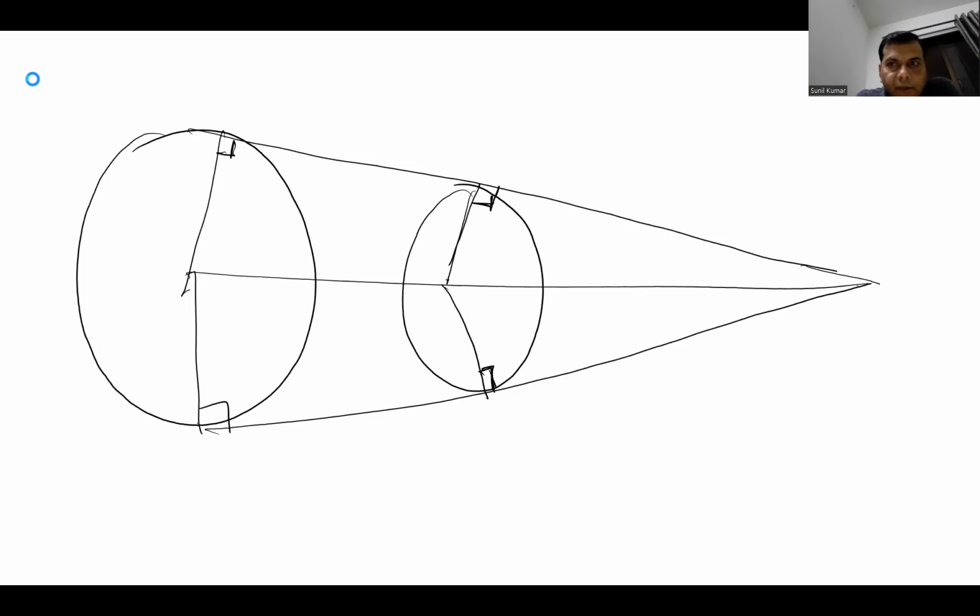One you can say the bigger circle and the other one is the smaller circle having centers C2 and C1. The bigger circle is having center C2 and the smaller circle is having center C1. Let's assume that the length of the radius of the bigger circle is R2 and the length of the radius of the smaller circle is R1. So here C1Q will be R1 and C2S will be equal to R2.